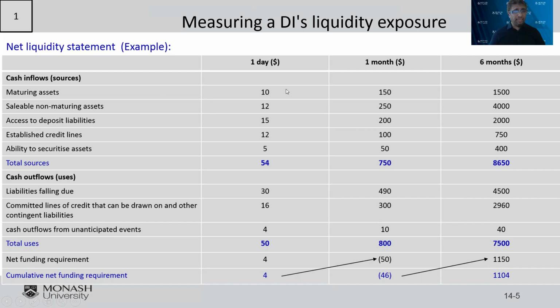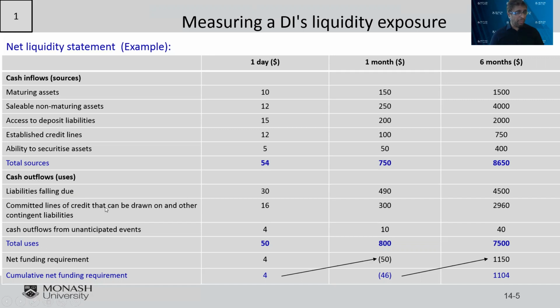Now, the interesting thing is you can do it for 1 day, 1 month, and 6 months. You can do this on a daily basis, on a monthly basis, quarterly basis, or even semi-annually. So in this case, if you use 1 day, the total resource is 54. And the total uses is the liabilities falling due, which means people who are going to receive their payments. Some of them, like the CDs, the commercial papers, the bonds you are issuing, are liabilities that you have to pay.